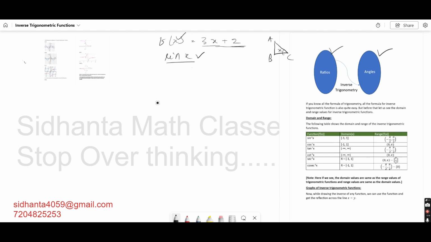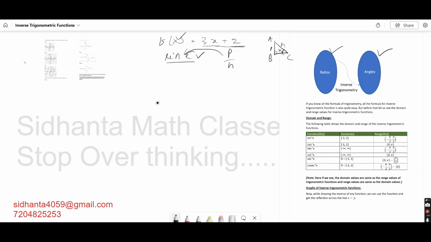Okay, so if ABC is a right angle triangle, and x is one of the angles other than the right angle, then if we take the ratio between the opposite side, which is also called the perpendicular, and the hypotenuse, that would give me sin x.